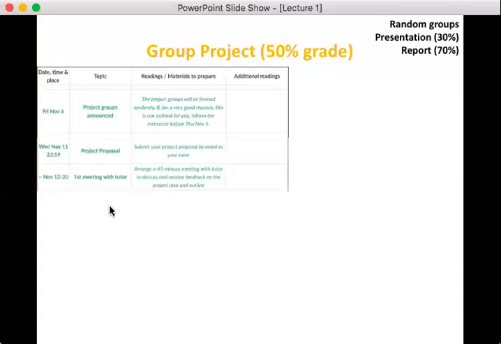And we want to have this as soon as possible. That's why we want you to come up with ideas about what to study very, very soon.